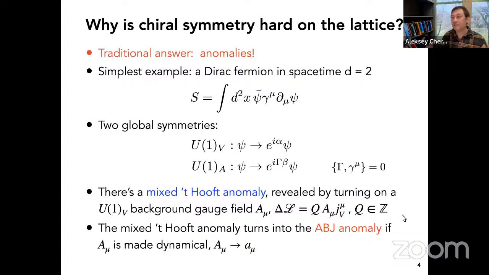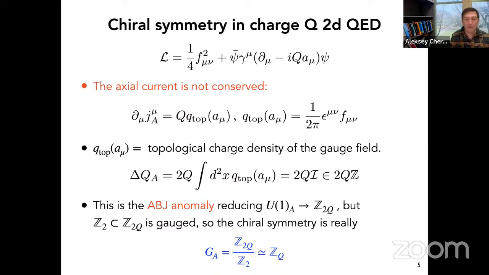So the other currents are not conserved. So I'll review that in a second, but that's an 't Hooft anomaly. This 't Hooft anomaly turns into what is often called an ABJ anomaly, the Adler-Bell-Jackiw anomaly, if you make this gauge field, capital A, into a dynamical field, so you integrate over it in the path integral, then people usually rename it to little a. And in fact, in the rest of the talk, I will think about gauge theories where the gauge fields are dynamical, not background gauge fields for the most part. So let's review how the ABJ anomaly works.